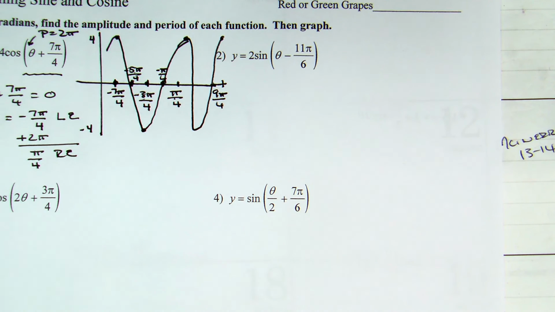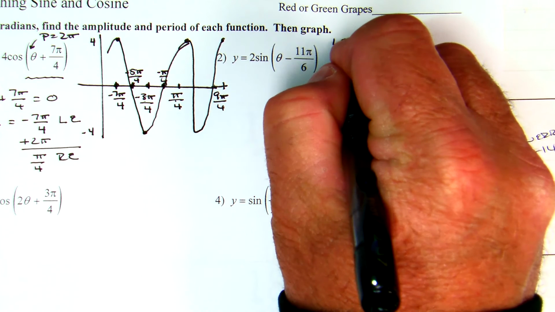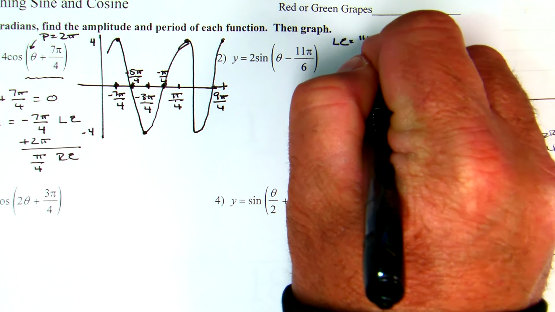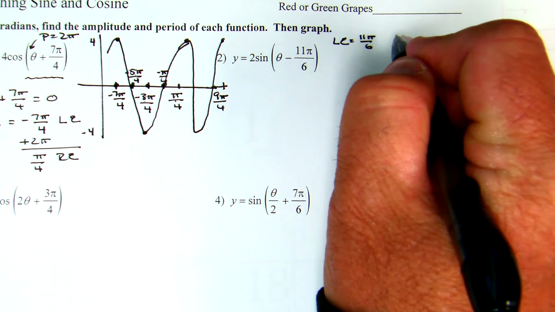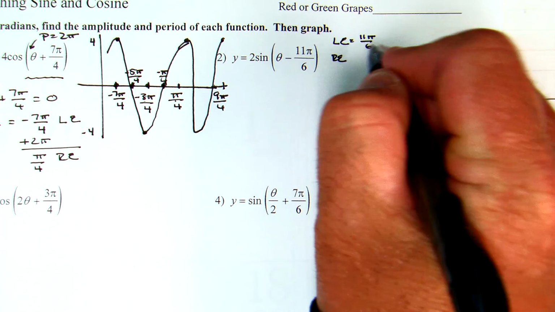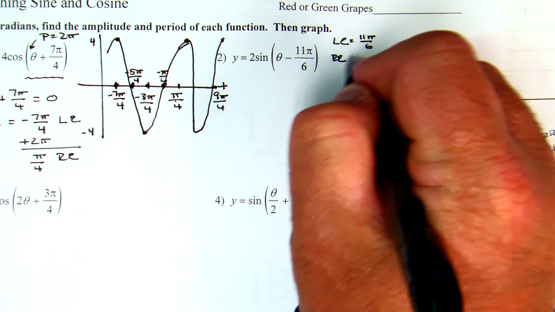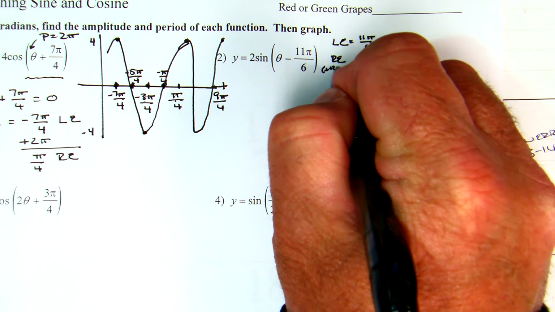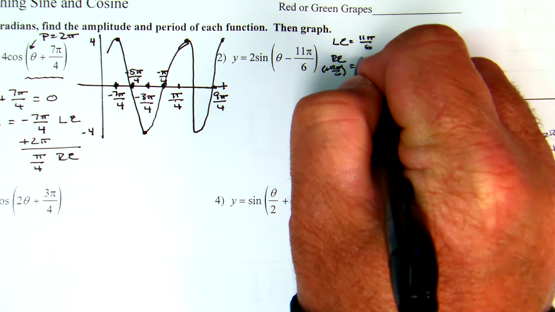4. Alright, if I look at number 2, once again, my period is going to be 2 pi because there's no coefficient. My left end point from the opposite is 11 pi over 6. Alright, my right end point, which comes from adding 12 pi over 6, because it's 2 pi, would be 23 pi over 6.